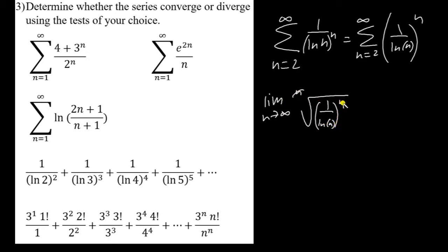So then this is going to cancel with that, which is the whole point of the root test, to get those things to cancel. And we'll be left with just 1 over the natural log of n, and as n approaches infinity, this will approach infinity. So we also have 1 over infinity, which is 0.